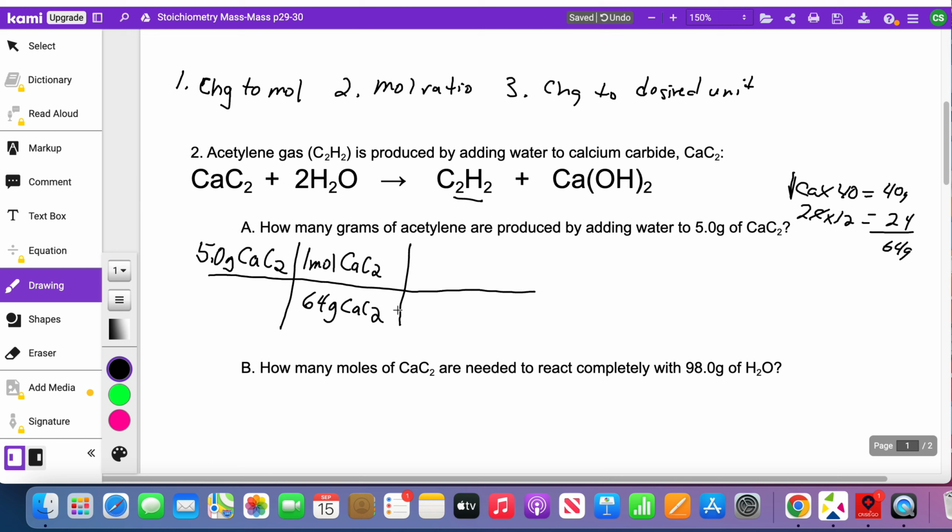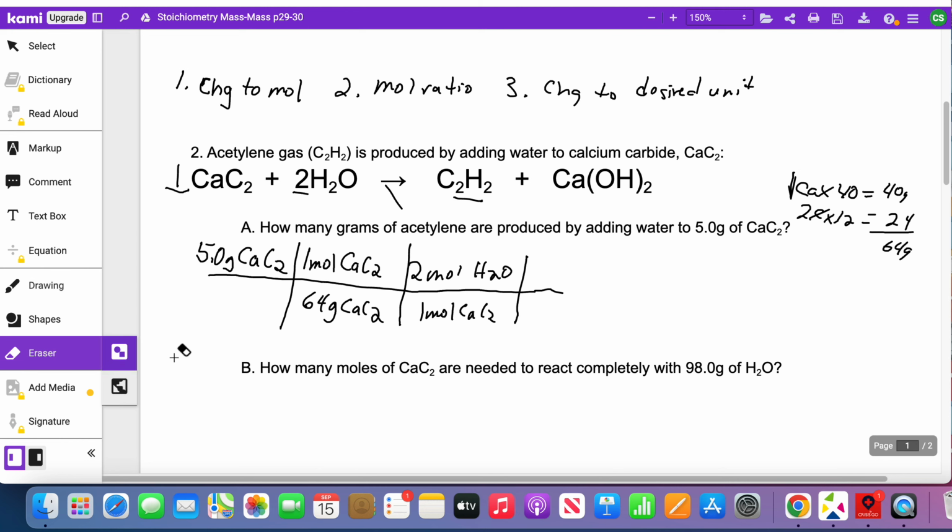Step 2, mole ratio from the balanced equation. So we get the numbers in front here. 1 mole CaC2. Now what are we going to? Water, 2 moles water. Okay, now are we trying to get moles of water? Sorry, I didn't do that one right. I'm trying to go to C2H2, so that is wrong. I went to the wrong thing. So yes, you always got to go back and reread the problem.